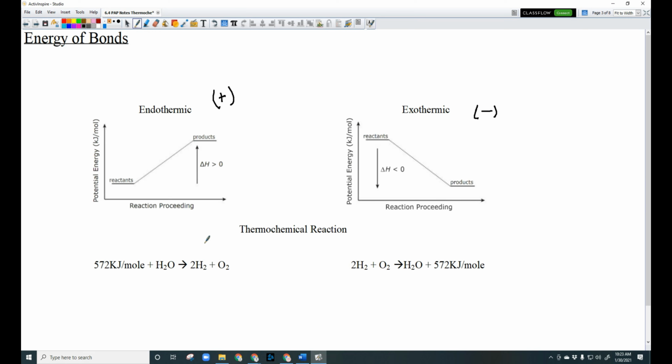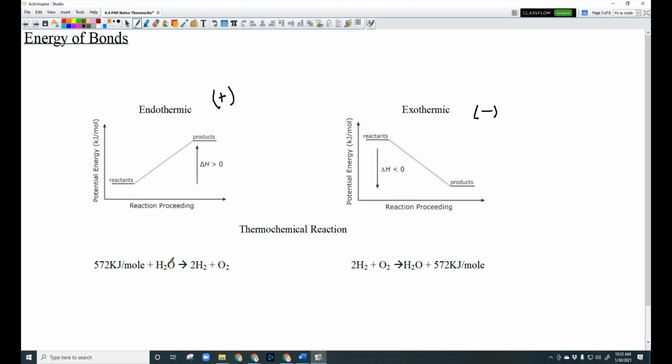Okay, now when a numerical value is placed on that amount of energy and included in the reaction, this is called a thermochemical reaction. So here on the endothermic reaction, we can see that we have 572 kilojoules per mole of reaction included in this.